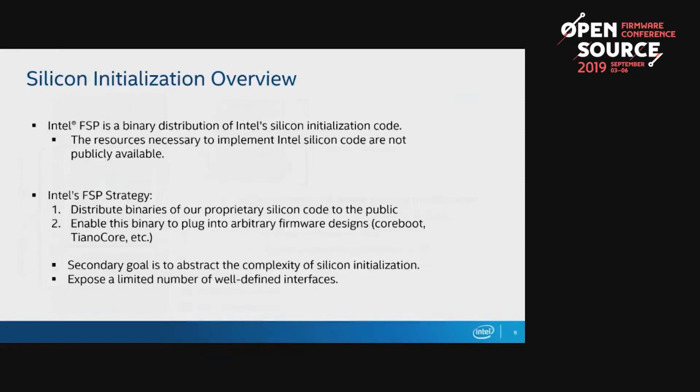We also realized that initializing the silicon is a relatively complex undertaking. And so a secondary goal of this is to abstract the complexity of silicon. Many small vendors and other people that don't have the resources to necessarily write all the silicon code generation over generation can rely on using the FSP with its APIs to initialize their platform.